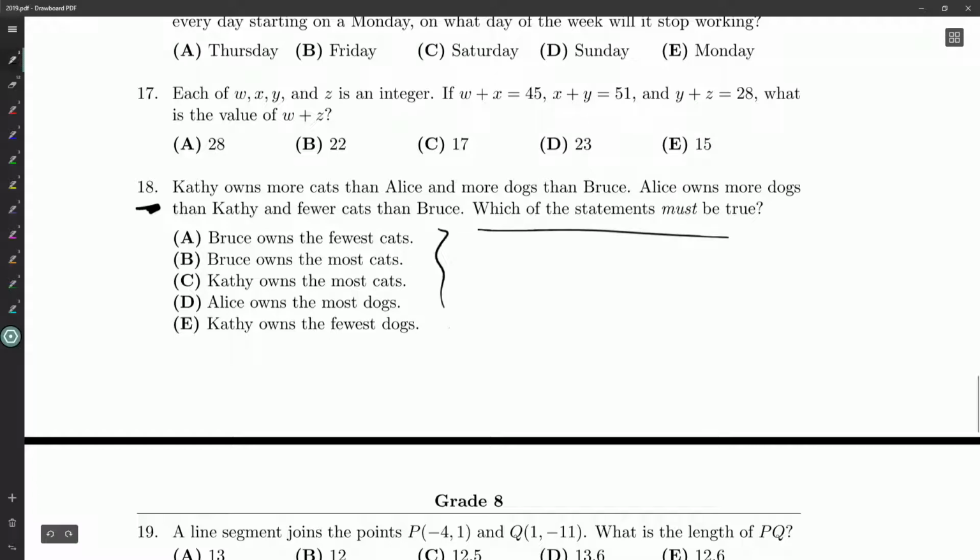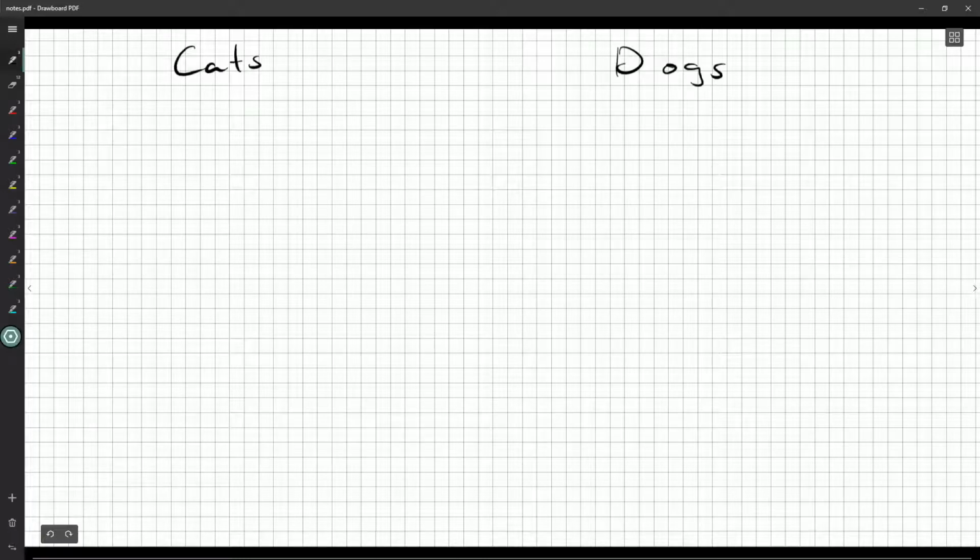And so these 5 statements here, we've got, Bruce owns the fewest cats, Alice owns the most dogs. We don't actually have numbers for the amount of cats or dogs that anyone has. We just have these nice sort of relationships. So I usually try and represent these relationships visually. So let's talk about cats and let's talk about dogs. And so the people I place higher on my list will have more of those things.